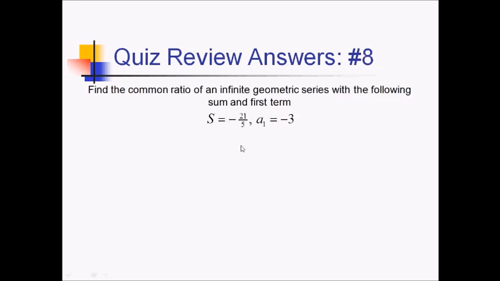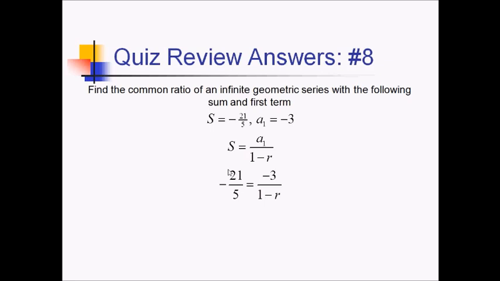For this problem, we want the common ratio of an infinite geometric series that has a sum of negative 21/5 and a first term, an A1 value, of negative 3. So for these, you just have to set up the infinite sum formula, S equals A1 over 1 minus R, and then plug in for S and A1 and solve for R. So we've got negative 21 over 5 equals negative 3 over 1 minus R. Cross multiplying, I'm going to make this a positive 21 in the numerator just to make my life easier.